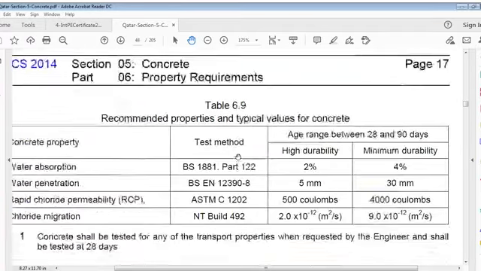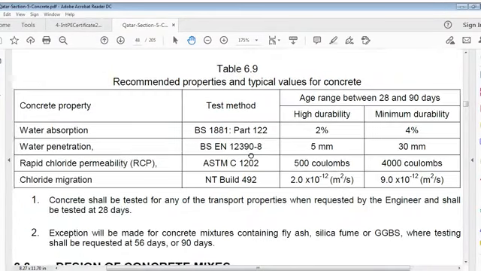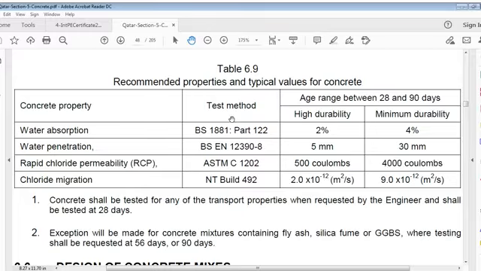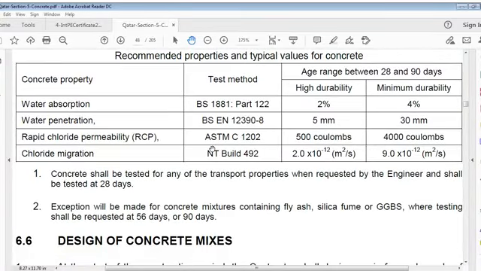Table 6.9. Now this is durable concrete. Recommended properties and typical values for concrete. Concrete property, test method, age range between 28 and 90 days. High durability, minimum durability. Now let us see. Water absorption, BS 1881 part 122. High durability is 2%. Water absorption should not be more than 2%. Minimum durability, it can be up to 4%.